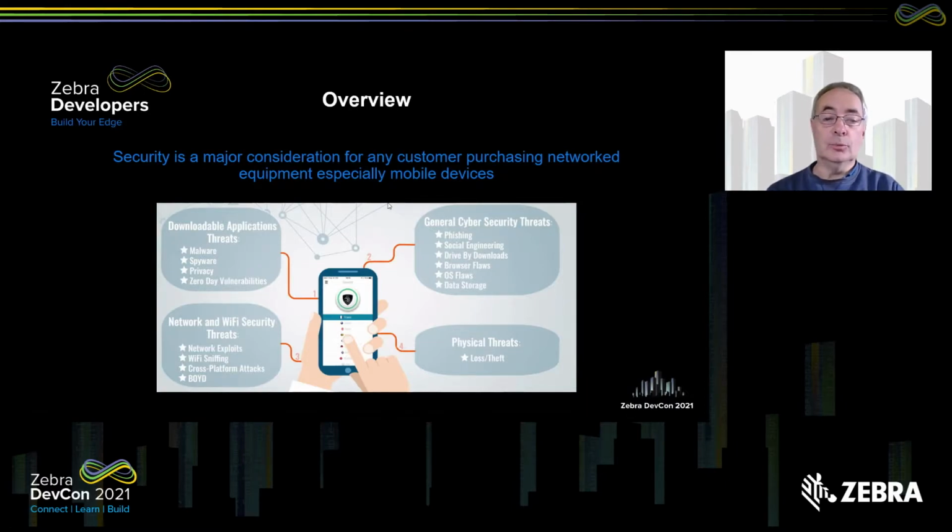So this slide just groups the threats into different categories. You've got downloadable application threats, which is primarily malware and spyware. You've got network and Wi-Fi security threats, so that's things like network exploits, Wi-Fi sniffing, cross-platform attacks. You've got general cybersecurity threats, so phishing, social engineering, drive-by downloads, browser flaws, OS flaws, and you've got physical threats, which is the actual threat of somebody taking a device, especially a mobile device, and basically trying to hack that once they obtain the device.